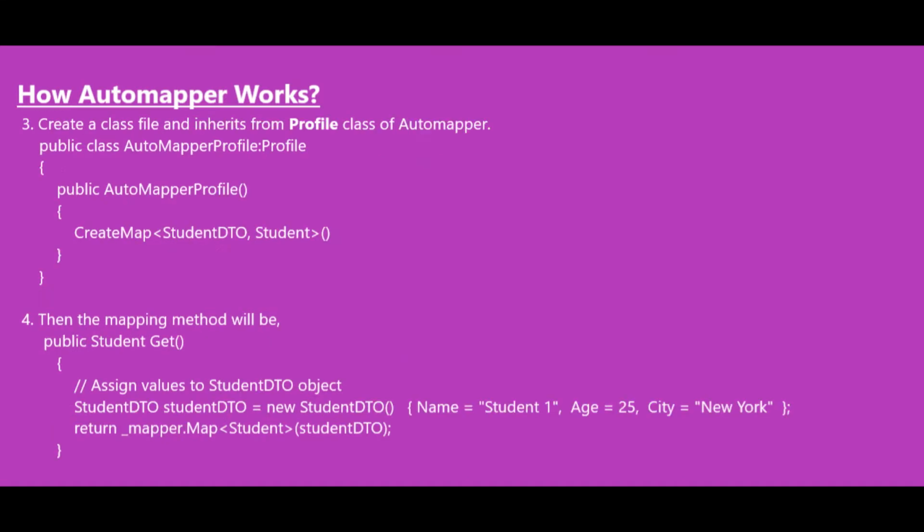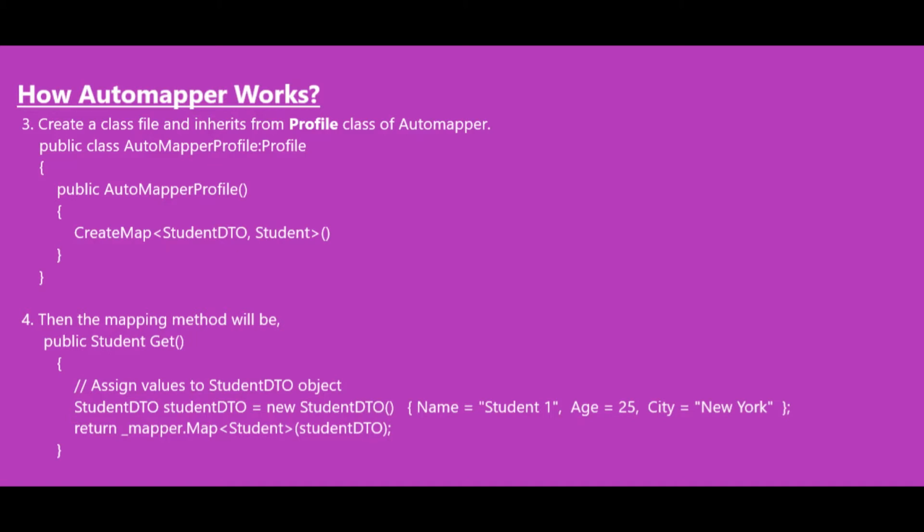Then in the third step we will create a new class which will inherit from Profile class of AutoMapper. Then in that same class, inside the constructor of that class we will call CreateMap function like CreateMap. Inside the angle bracket we have to write StudentDTO comma Student. So here StudentDTO is the source object and the Student is the destination object.